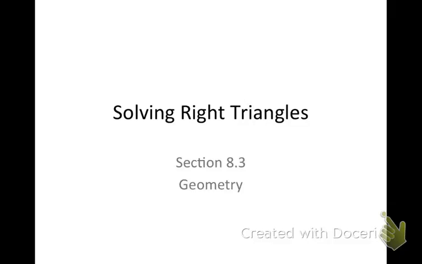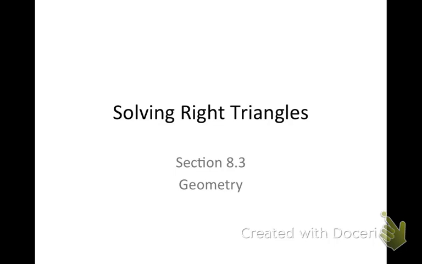We're going to talk about solving right triangles. So we're going to add a couple things, still using SOHCAHTOA. Some of you, I understand, are kind of struggling with when to use sine, when to use cosine, when to use tangent, those types of things.